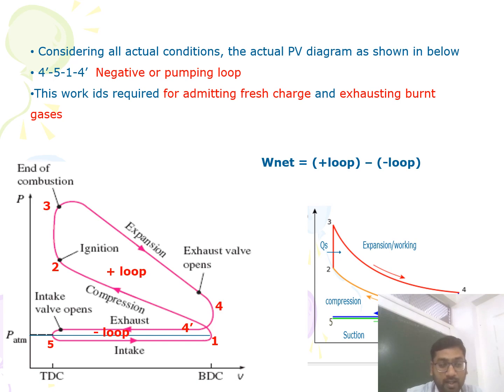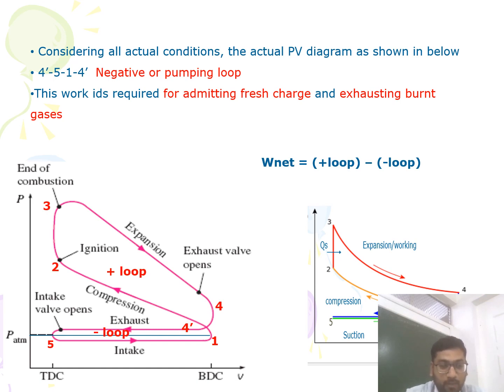And I have indicated it as the minus, negative loop. Why? Because to create the suction and to carry out the exhaust process, we require work, which is consumed by the engine itself from the power produced. So it ultimately decreases the work.